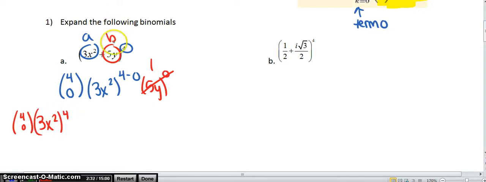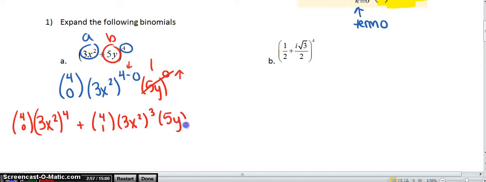And you're going to repeat this process to find all the terms. So our next term, if our first term is 4 choose 0, our next term would be 4 choose 1. And then each time you're going to decrease this exponent by 1 and increase this exponent by 1. Okay, so our 3x squared was raised to the 4th. Now it'll be raised to the 3rd. And our 5y to 0 was raised to the 0. Now it's going to increase by 1 and be raised to the 1st. And that's going to be our second term.